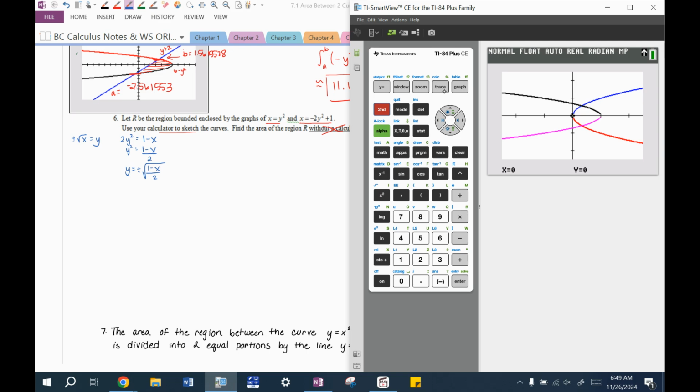So let's find second trace intersect. Now pay attention to your colors here, or the equation if you don't have colors. I want the intersection between blue and black. So blue, enter. And then let's hop up to black. I'm just pressing up until it gets to the color I want. Enter, enter. I'm going to write this down. This is the top value, so this is the B value.